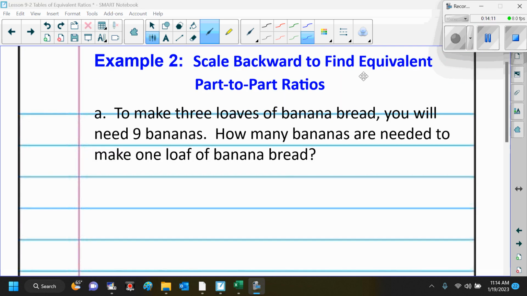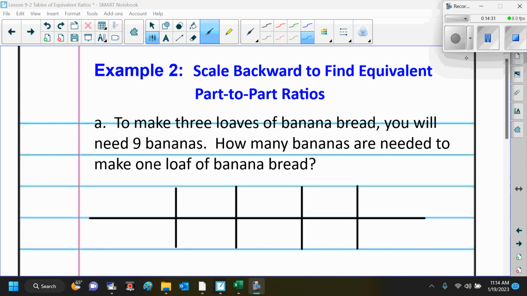So, for example 2, we're scaling backward to find equivalent part-to-part ratios. So it says, to make 3 loaves of banana bread, we will need 9 bananas. We want to know how many bananas are needed to make 1 loaf of banana bread. So what are we looking for? The number of bananas needed to make 1 loaf of bread. Right. So we want to know how many bananas are needed to make 1 loaf of banana bread.